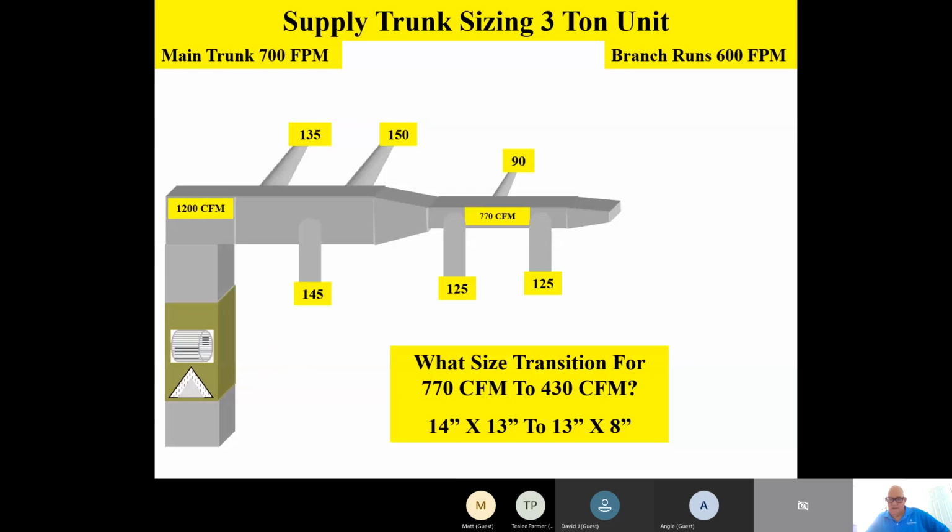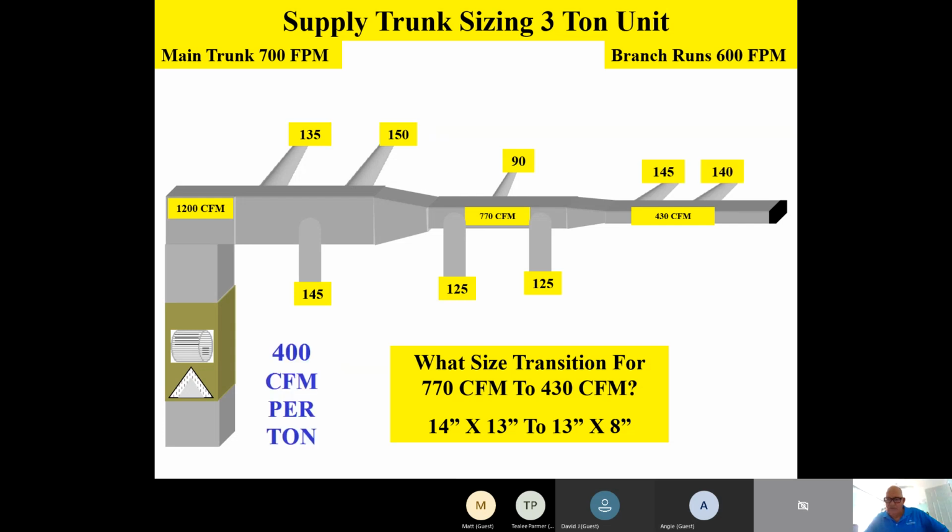All right, well, this last section of main trunk, we've got 430 CFM left over, and we've transitioned the main trunk down to take that 430 CFM and speed it back up to 700 feet a minute velocity. And then we see that we've got 3 more takeoffs on this main trunk of about 140 to 145 CFM on those last 3 takeoffs. And that uses up the rest of the air on the trunk.